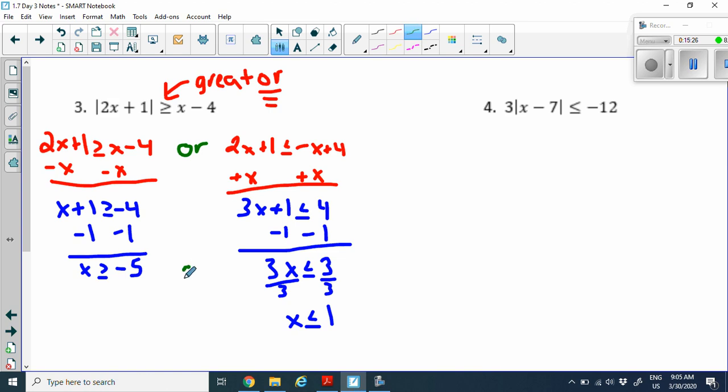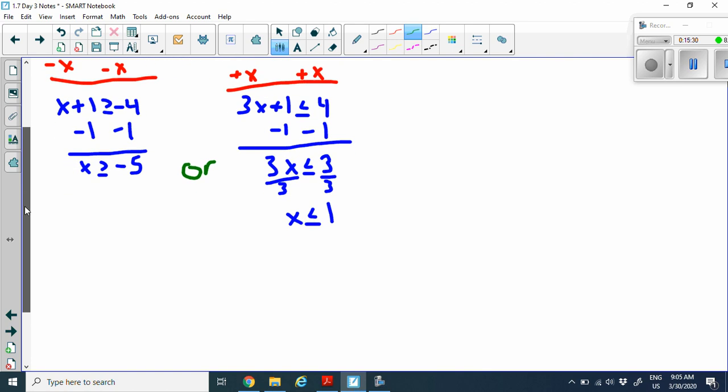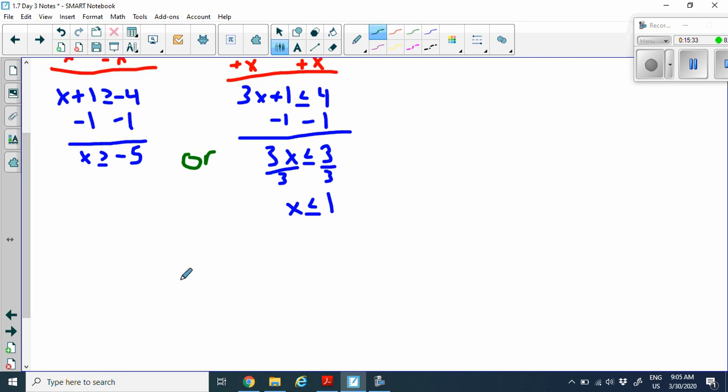Okay, so remember this is an OR problem. So we have one of two ways to shade. Either we will shade opposite directions, or we will shade the entire number line. Okay, so I have -5 and I have 1. Now what I'm going to do is actually do my work above, and then I'll figure out how to shade.